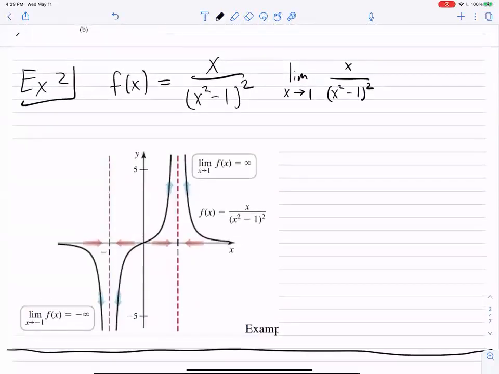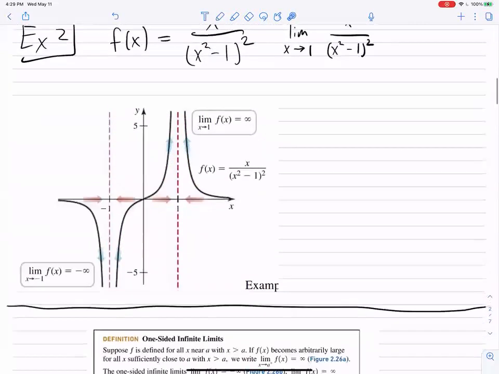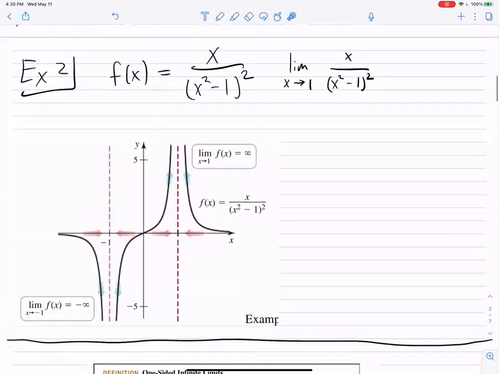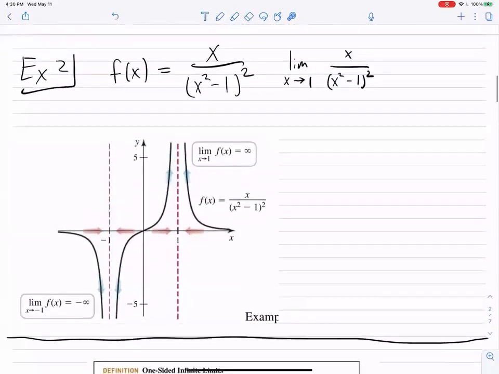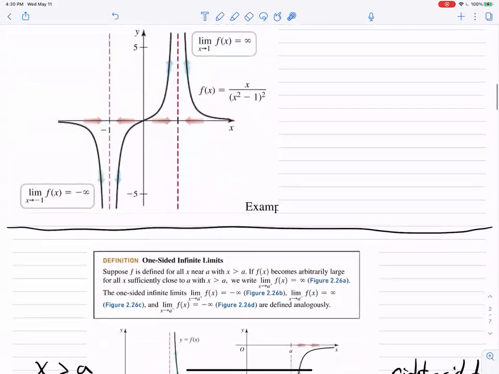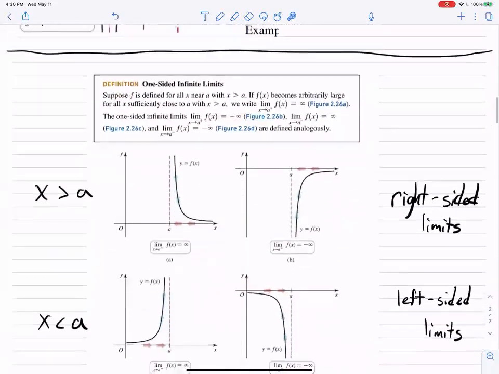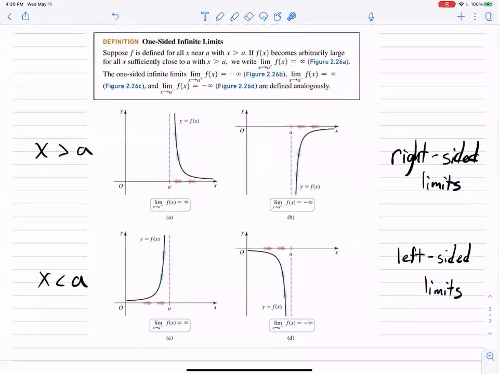But that's not always the most practical thing, because we don't always have graphing utilities to graph these things, or we might not know what the graph of a certain function looks like. So in order to tackle this analytically, we need to talk about one-sided infinite limits. For a one-sided infinite limit, there are really four cases. For right-sided limits, when x is greater than a, as you approach it, it's blowing up to positive infinity, or it's blowing up and going to negative infinity.